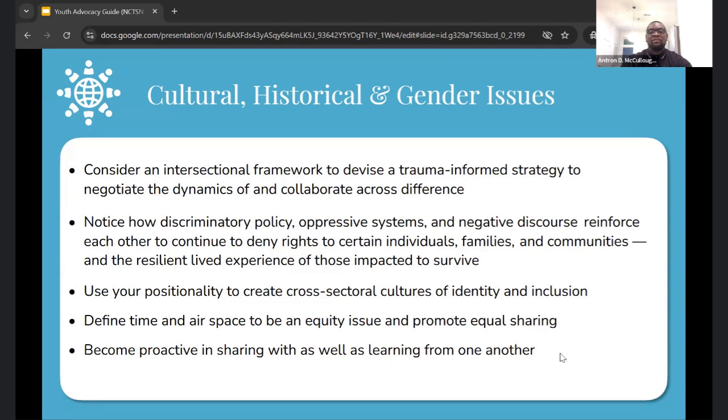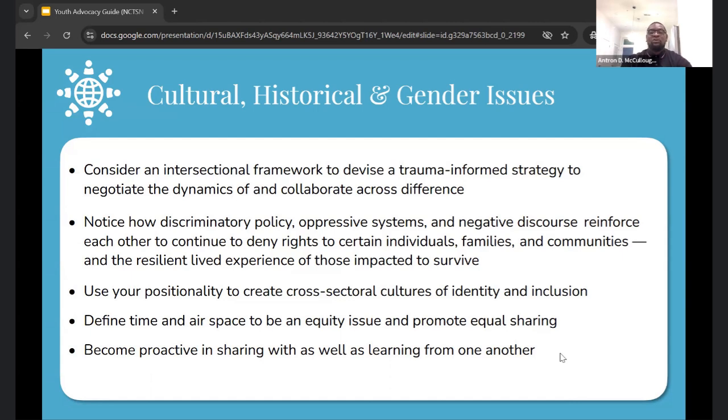First, cultural competence, or recognizing and respecting the diverse backgrounds and experiences of individuals. Two, historical awareness, understanding the impact of historical trauma such as colonization, slavery, or systemic oppression on individuals and communities. And three, gender sensitivity, being aware of and responsive to gender-specific needs and experiences.